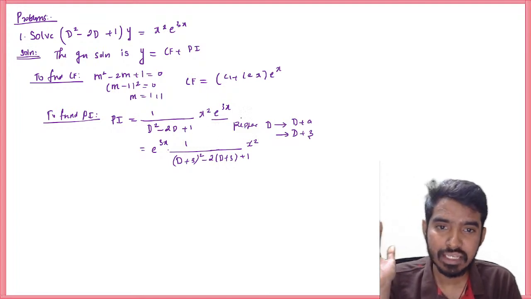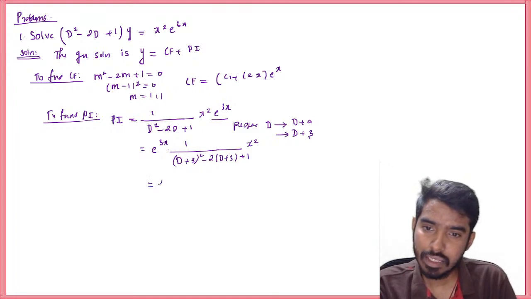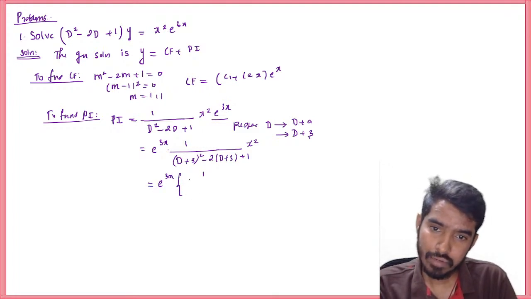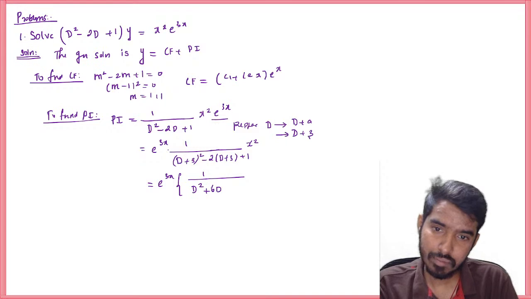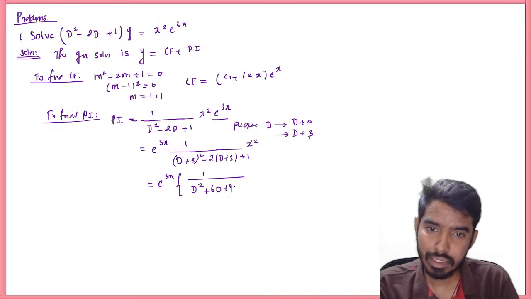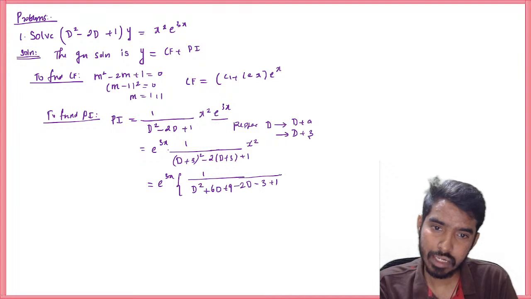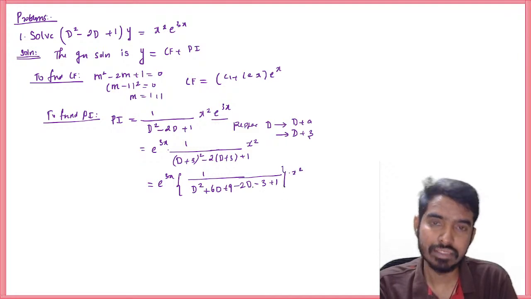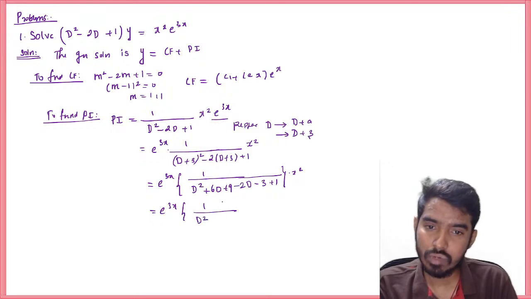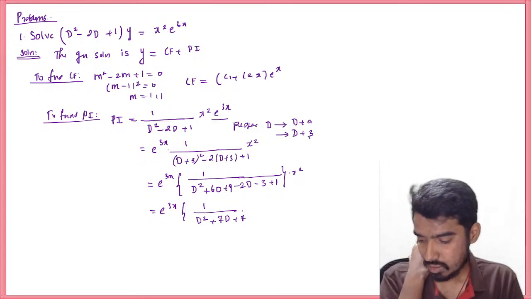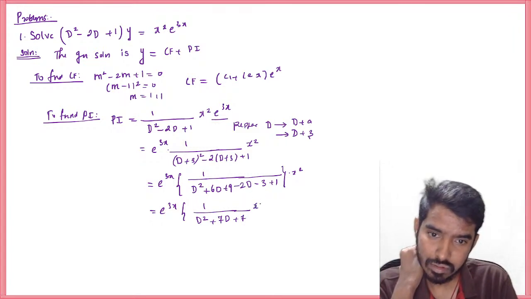So you just replace D by D plus a and take the term outside. So this will be equal to e power 3x, 1 divided by D square plus 6D plus 9, that is a plus b whole square, a square plus 2ab plus b square, minus 2D minus 6 plus 1, into x square, right? So 6D minus 2D is 4D. 9 minus 6 is 3. 3 plus 1 is 4. So we have D square plus 4D plus 4 of x square, right?